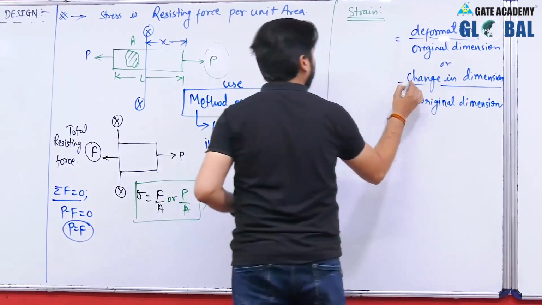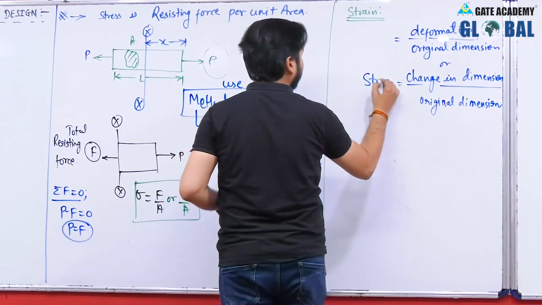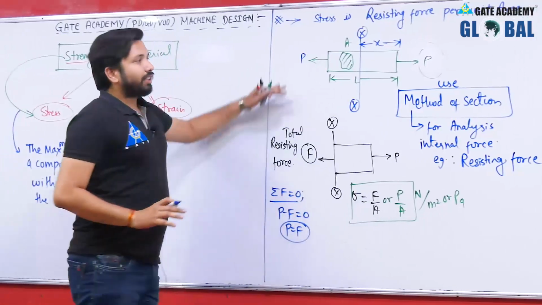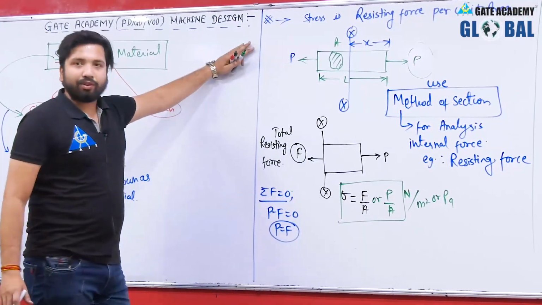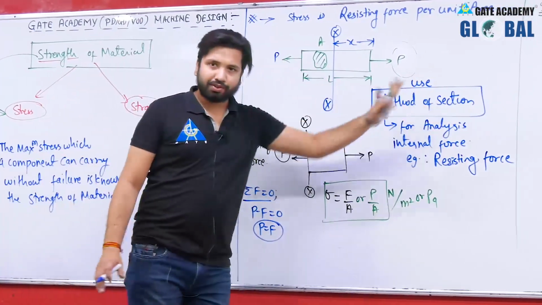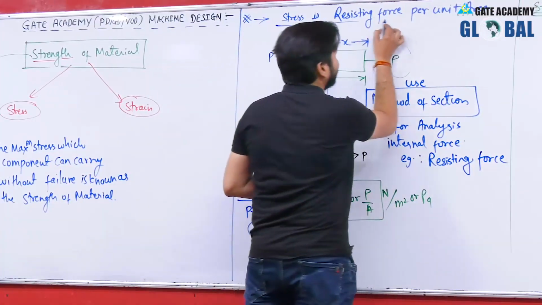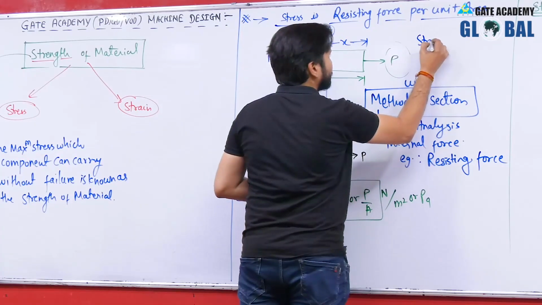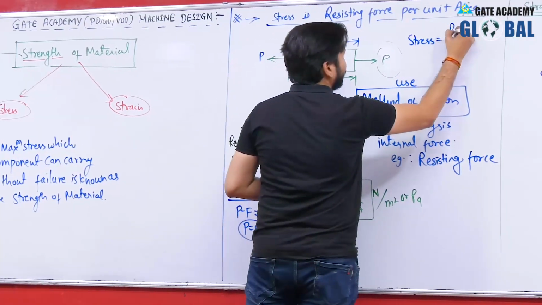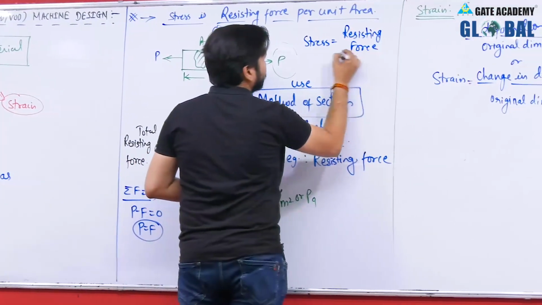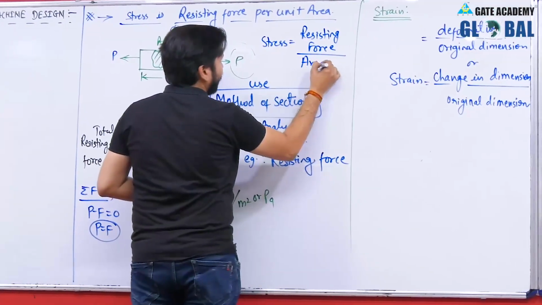Okay, divided by the original dimension. So this is the fundamental definition of the strain. Now according to different types of stresses, there will be different types of strain. So the basic definition of stress is resisting force per unit area. So you can write stress is equal to resisting force divided by area.